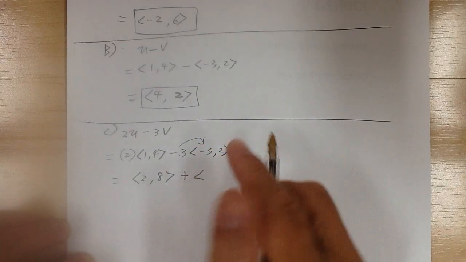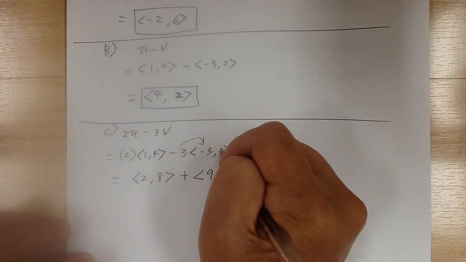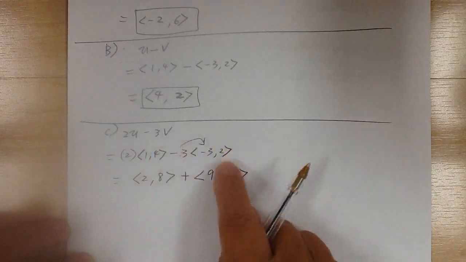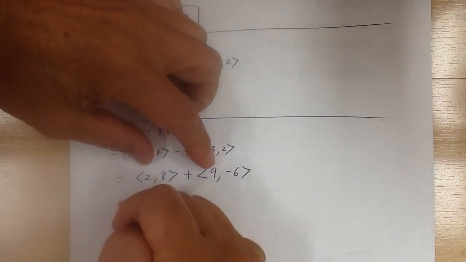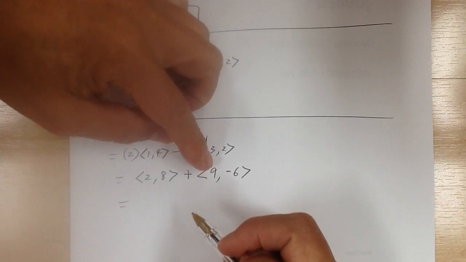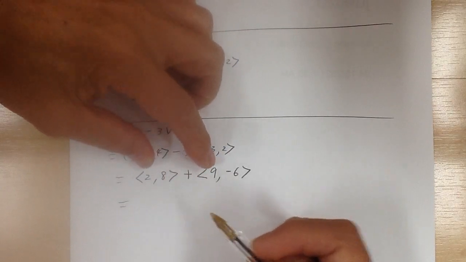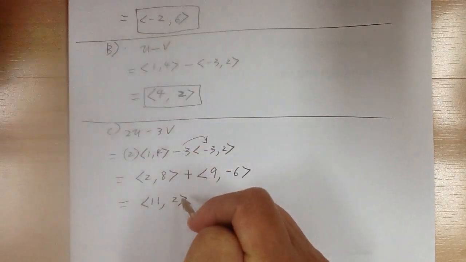I don't like the subtractions. So this becomes 9, and -3 times 2 will give you -6. I distribute in, so it becomes plus. Now I can add this together, and the reason I do that is because I don't like the subtraction, so I distribute the negative in, so I make it into addition. So this becomes 11, comma 2.